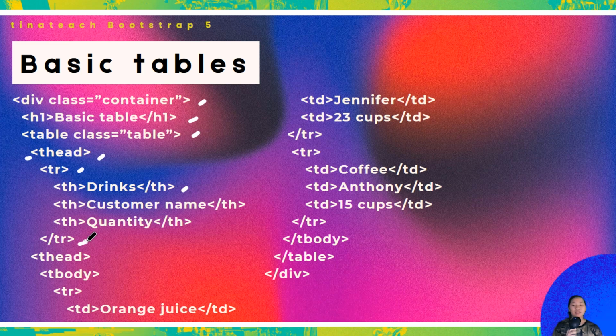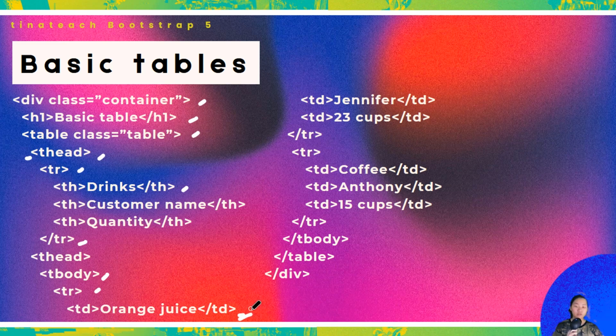Now, after we've closed this table row, we're done with table head. We're not dealing with TH anymore. We're dealing with TD, table data, and it's within a tag called table body. It's very long. It looks a little bit complicated, but once you break down the tags, it's so simple. It's so straightforward. Table body, table row, and then table data, right?